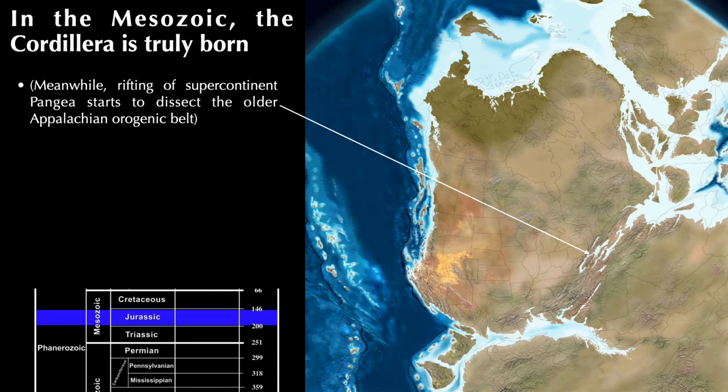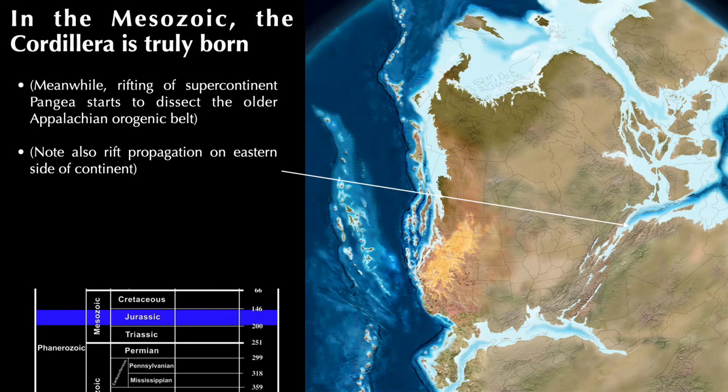Meanwhile, let's not ignore the East Coast because it also records early rifting of Pangea during this time. Rifts propagate on both the northeast and southeast sections of the continent as Pangea starts to break up.